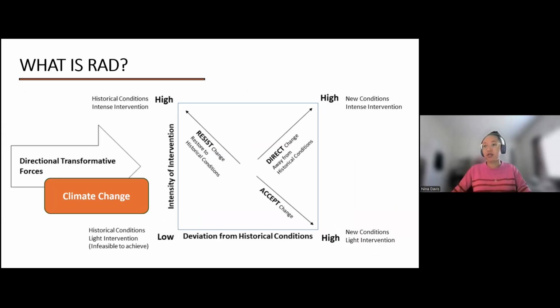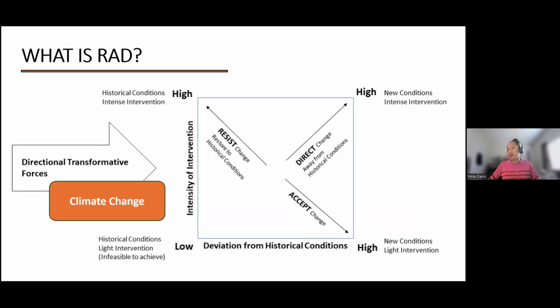We have resist, which is to actively intervene to reduce vulnerability to change or restore conditions where change has already occurred. And then accepting is allowing our ecosystems to drift into new, unprecedented conditions, often with uncertain consequences. To direct is to guide or facilitate change by intervening to transform ecosystems into a new state that is more aligned with the emerging climates and better able to sustain our desired ecosystem services.